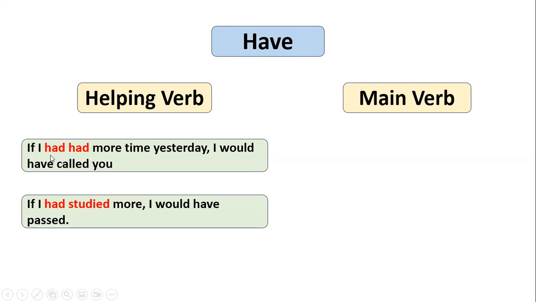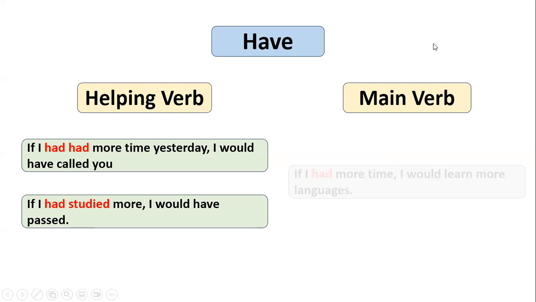I can use something like I had got, I had owned, whatever, right? And the next example will show you this more. For example, if I had studied more, the first "had" here is the auxiliary or the helping verb. It's followed by another main verb, which is "studied", right? So if I see it in this way, I would understand this is past perfect, okay? Because the first one is the helping verb and it's followed by another verb.